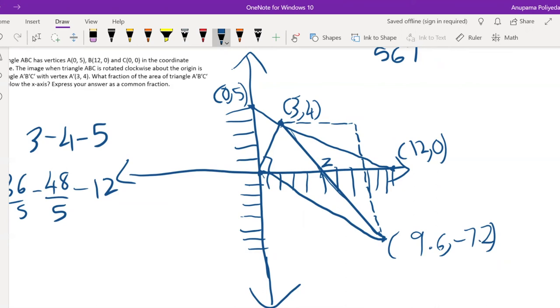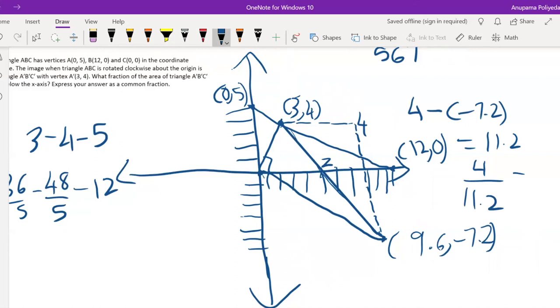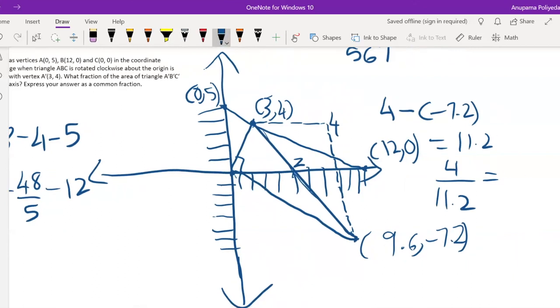So the length vertically is 4 to negative 7.2. It's 11.2, because we're going to be subtracting 4 minus negative 7.2, because that's our y coordinate. So it's 11.2. And 4 of that length is positive. So it's going to be 4 over 11.2, or 1 over 2.8, which is 5 over 14. Does that make sense? Yeah. Yes.